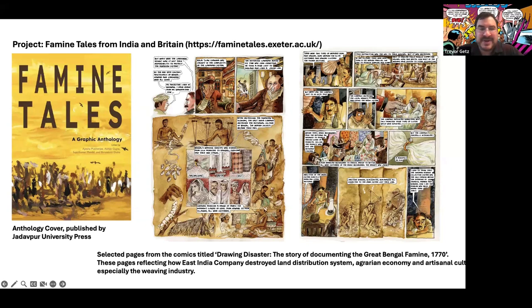It's an amazing book about a really incredible series of events in world history. Like most famines, this was a famine that didn't have to happen. It wasn't an environmental famine per se. It was a famine that was exacerbated by, among other things, British or Imperial or really East India Company policies that made it so bad.